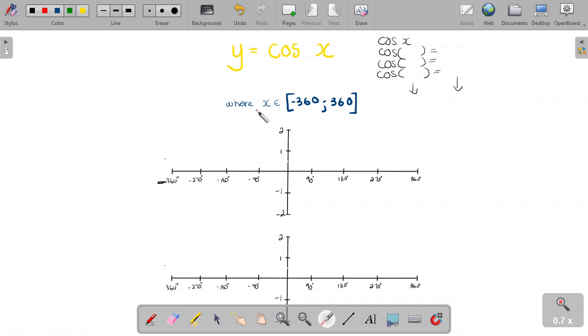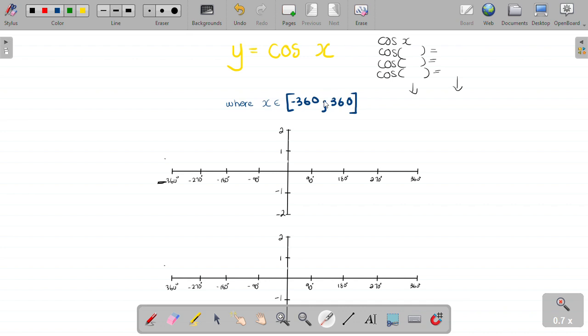So just remember, guys, what does this mean over here when it says where x is an element of this? What it's saying is draw the graph from negative 360 all the way through up until and including 360 degrees. So that is what this means. You will get this very often, so you need to know how to interpret it. I did explain it also in the previous video.